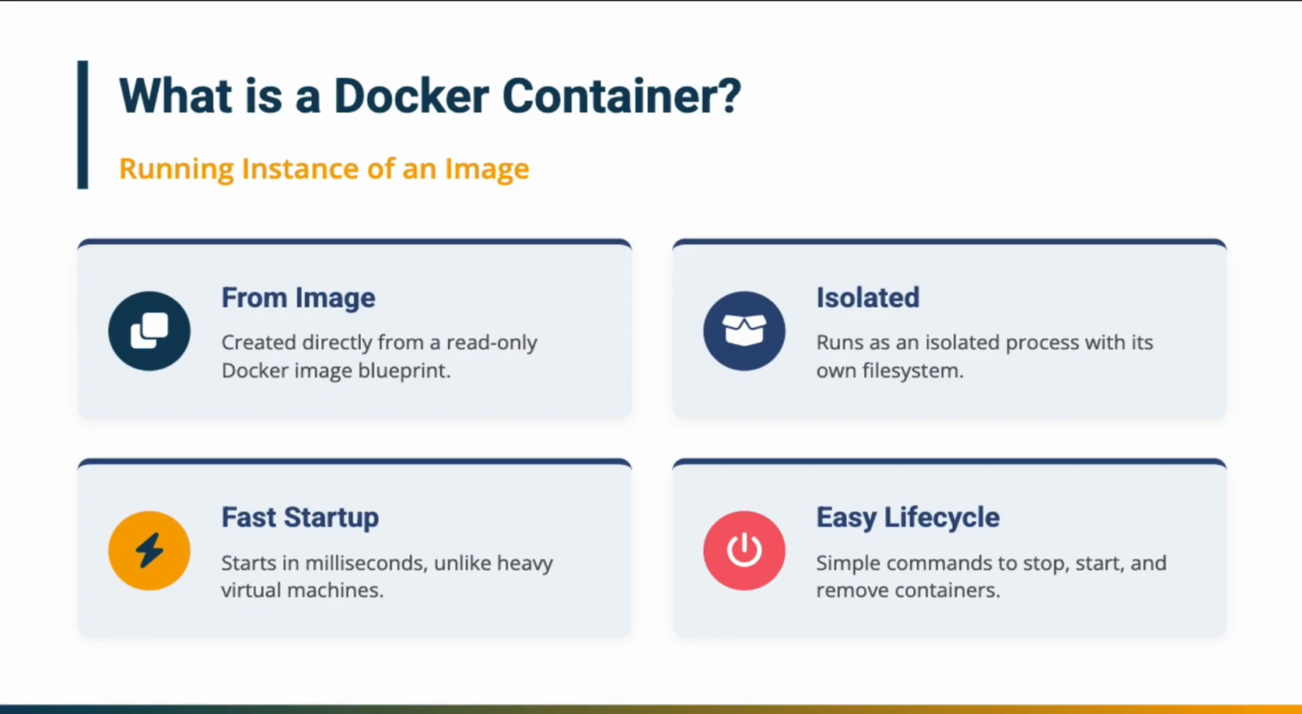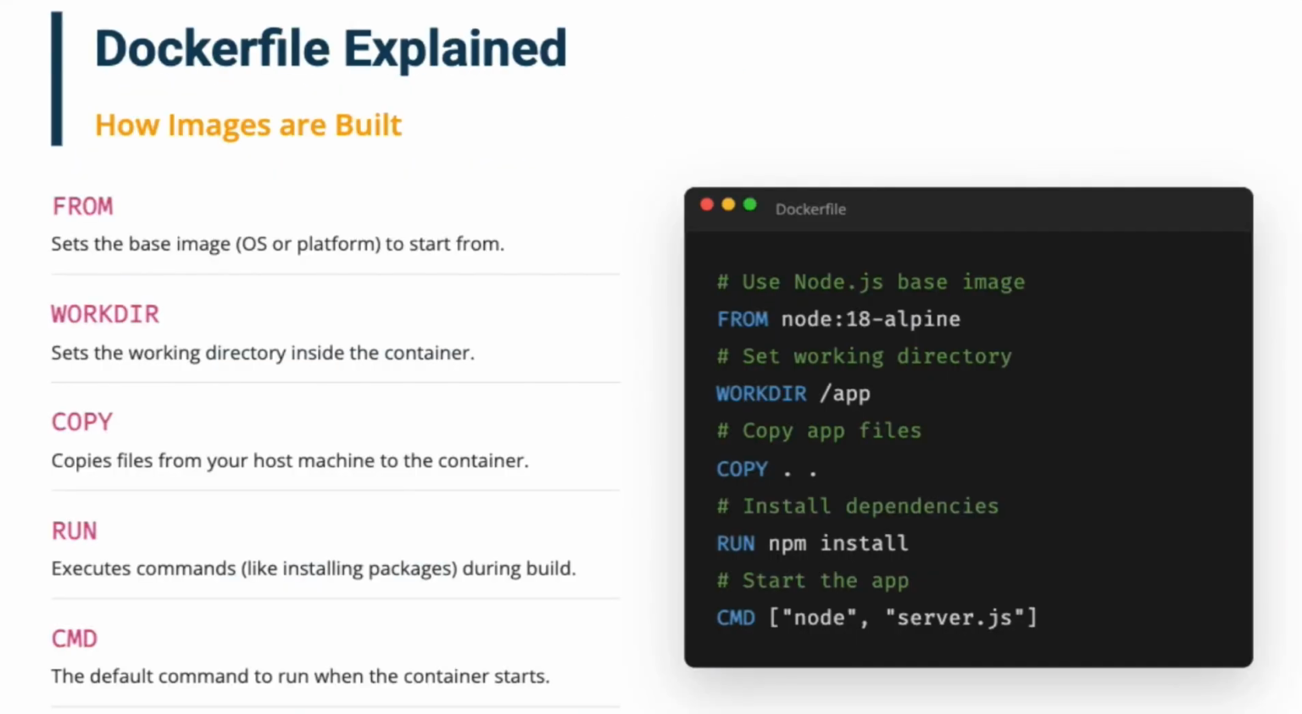Now that we know what an image is and what a container is, let's see how we actually create that image blueprint in the first place. The Dockerfile is a simple text file that defines exactly how your image is built, step by step.